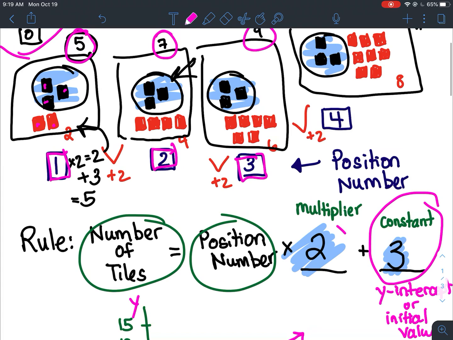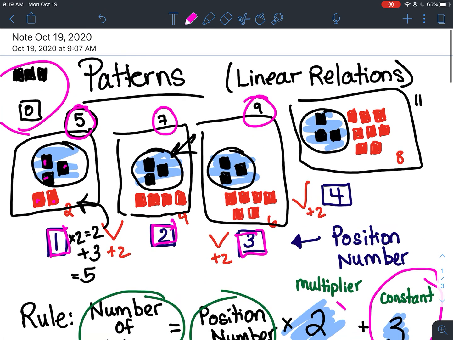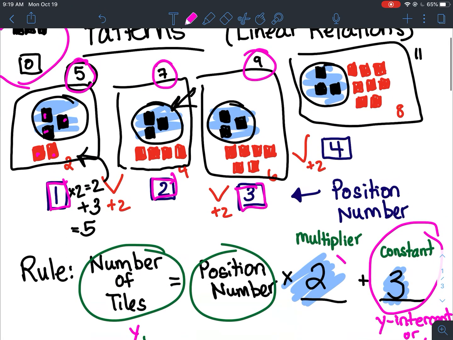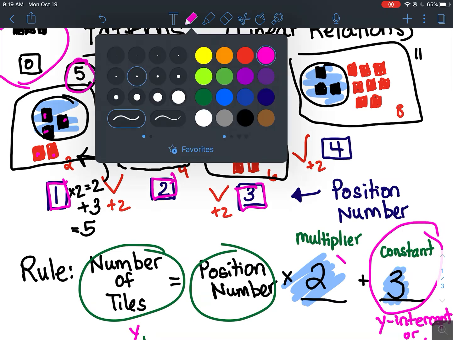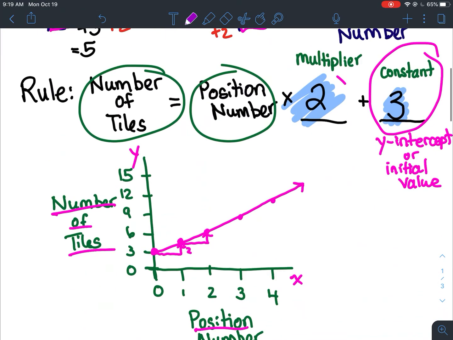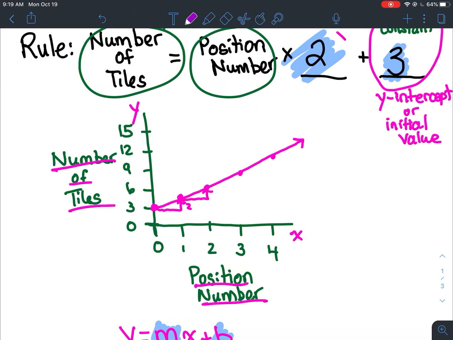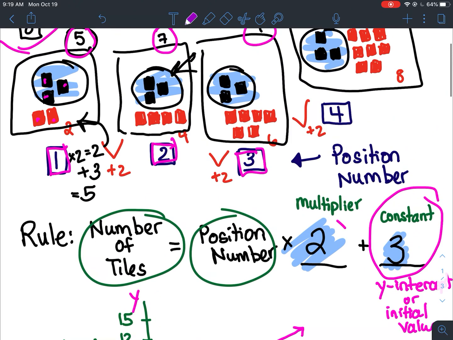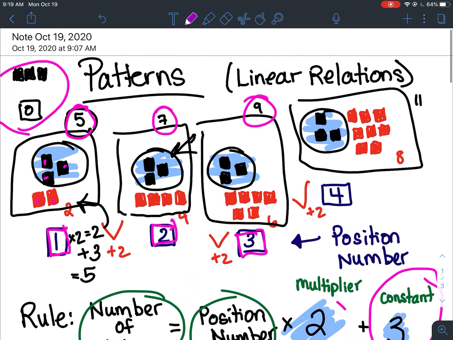Cool. So that's basically how patterns work. Oh, and I can even predict one more thing. Like this page is getting really busy. But let's just say I wanted to estimate how many tiles there would be. We want to know the number of tiles in position, I don't know, pick a number, 20? We're not going to draw 20 position numbers. We made it all the way to 4, but I don't want to get to 20.